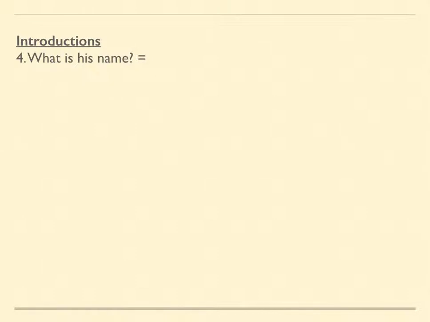Alright, in introductions part 2, we're going to look at third person introductions. So how do you introduce someone who is not an immediate part of the conversation? So we're going to start with the questions, what is his name and what is her name? For what is his name, we'll say, comment il s'appelle?